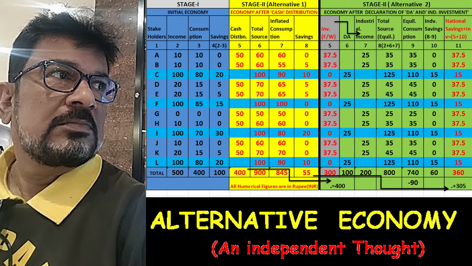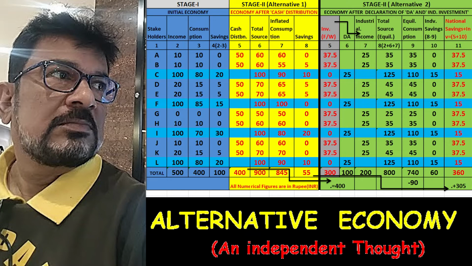Now what is the result? What is the ultimate benefit of this analysis? Here we have given the numerical data to represent the situation: the initial economy, the economy after distribution of cash, and the economy after declaration of DA and industrial investment. That is, instead of distributing direct cash, that cash can be invested, and the position is given in alternative 2.